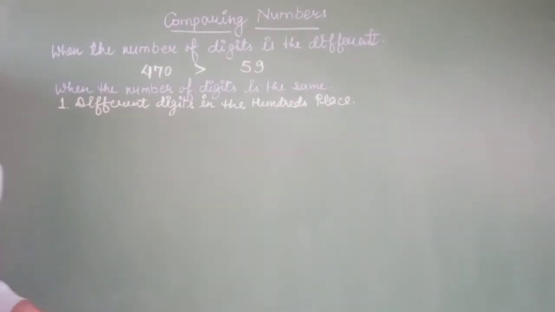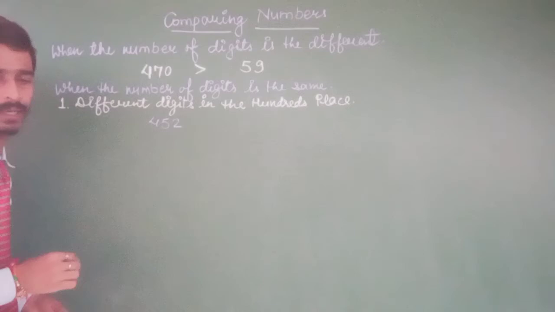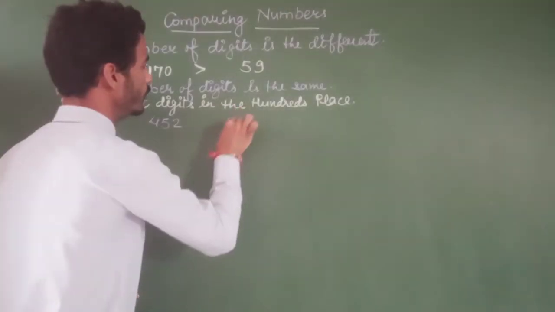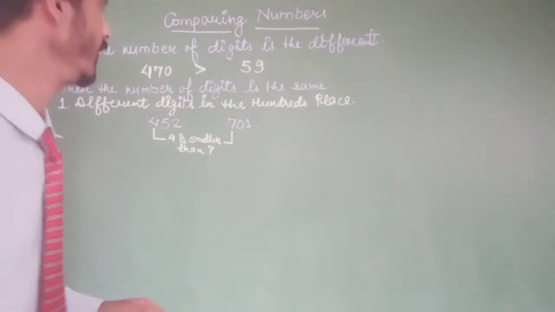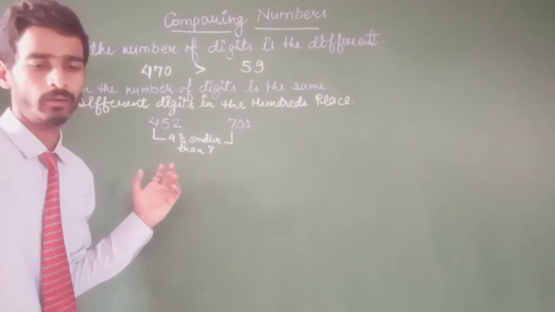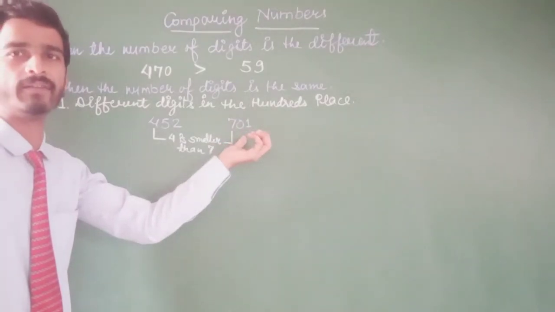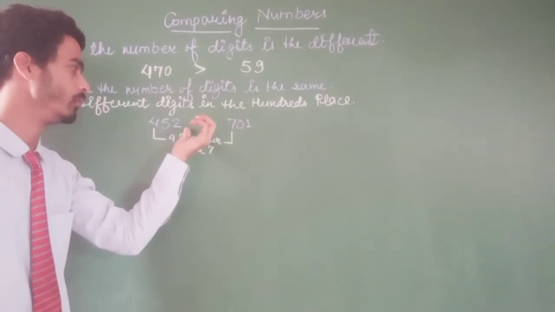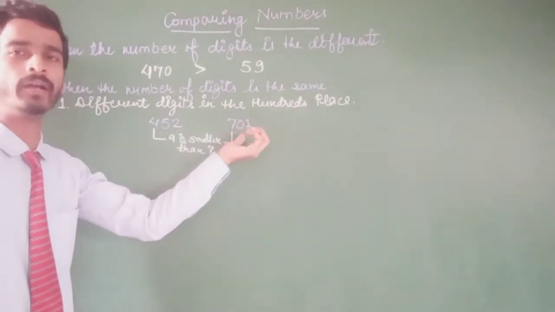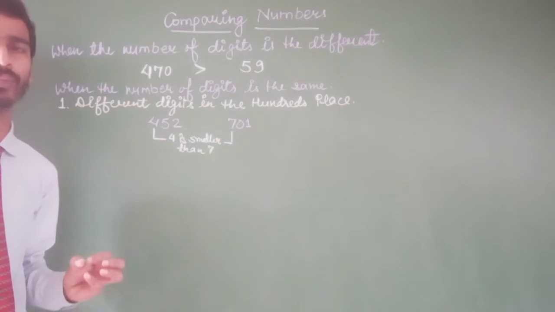So here is an example. Sajid mends 452 shoes and Ramdas mends 701 shoes in a month. You have to find who mends more shoes.